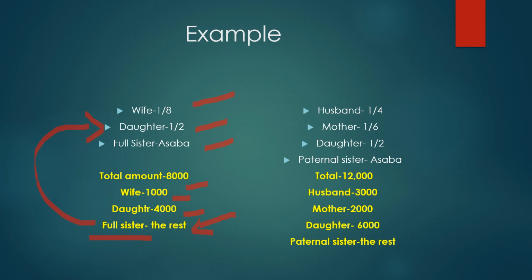Another example, please take. One person passed away, she got a husband, mother, daughter, paternal sister. So the total amount is 12,000. The husband will get 3,000, because 1 by 4 of 12,000 is 3,000. Mother will get 2,000, daughter will get 6,000. The paternal sister will inherit the rest. Why? Because she has come with the daughter. She is asaba with others. That is the three types of residuary heirs.